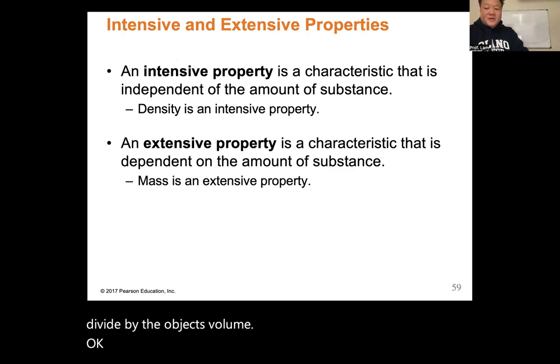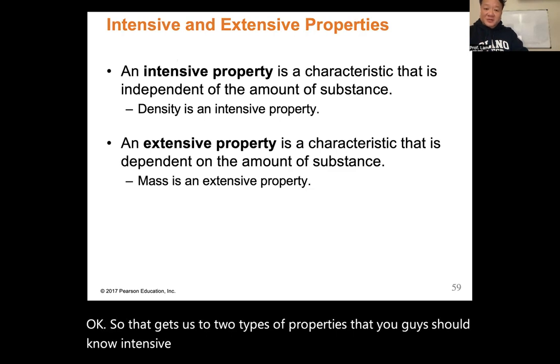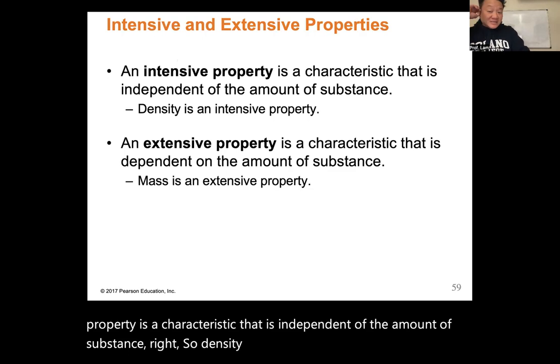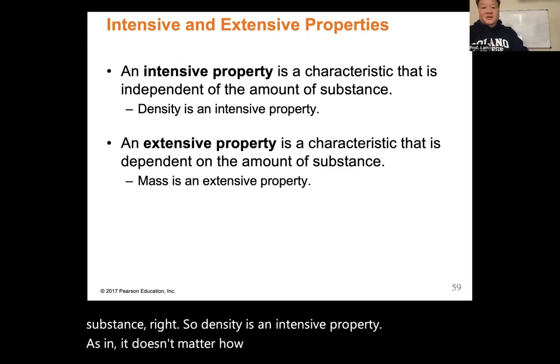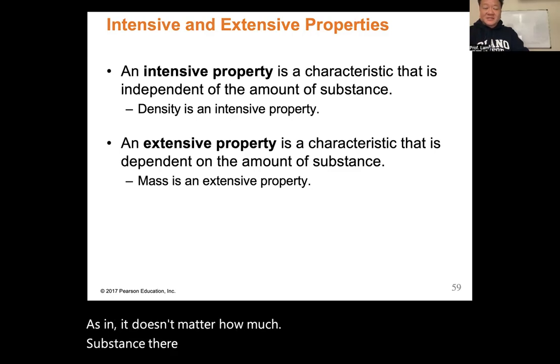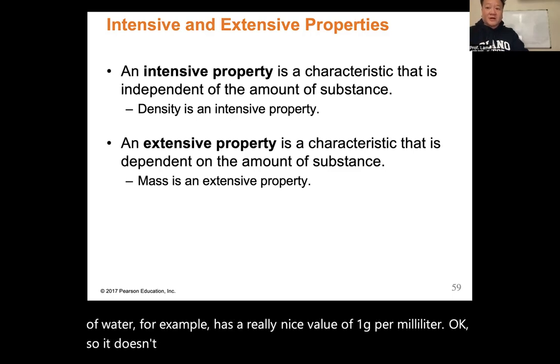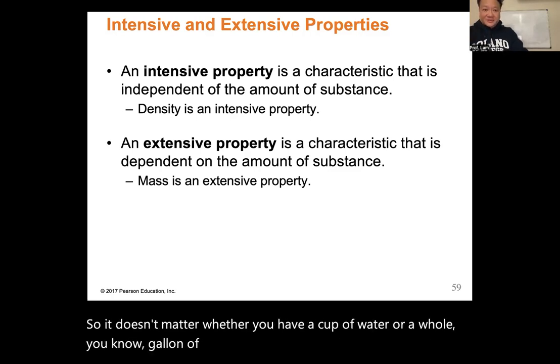Okay, so that gets us to two types of properties that you guys should know. Intensive property versus extensive property. So an intensive property is a characteristic that is independent of the amount of substance. Right? So density is an intensive property, as in it doesn't matter how much substance there is, the density stays the same, right? So the density of water, for example, has a really nice value of 1 gram per milliliter. Okay, so it doesn't matter whether you have a cup of water or a whole gallon of water. Its density is still the same, right?